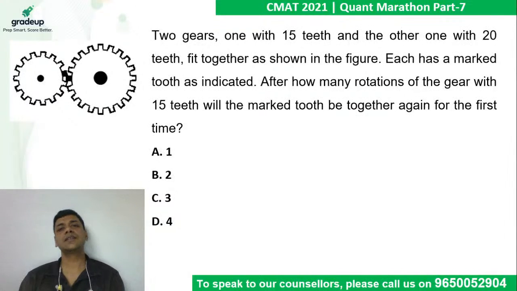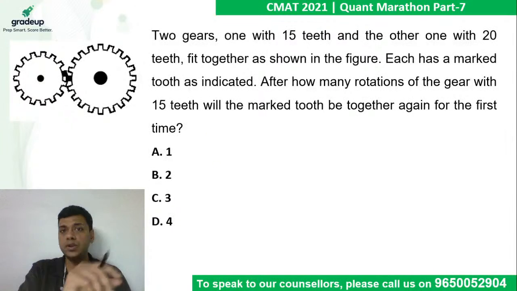There are two gears, one with 15 teeth, another one with 20 teeth. They are fitted together as shown in the figure. Each has a marked tooth as indicated. After how many rotations of the gear with 15 teeth will the marked teeth be together again for the first time?